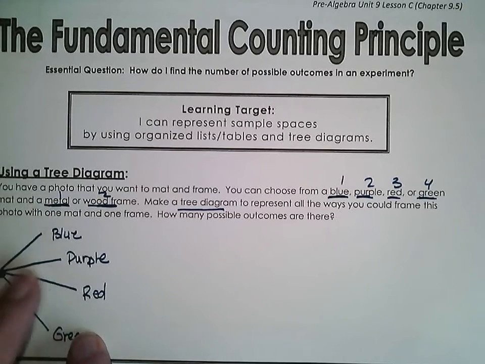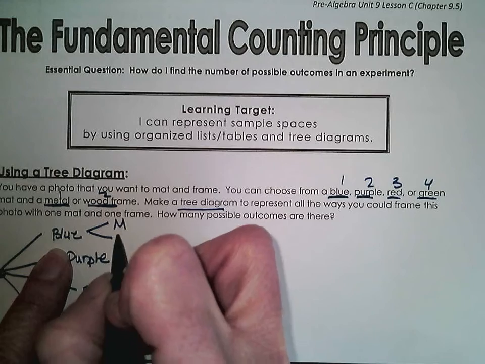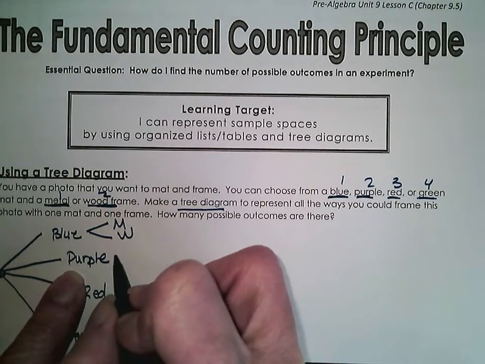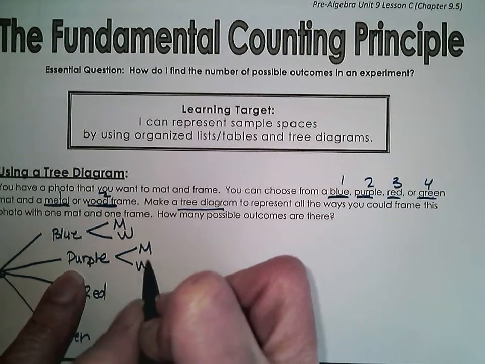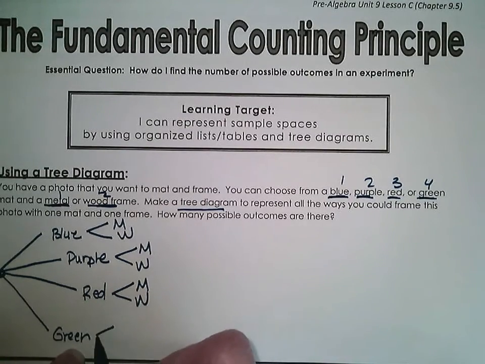So if we get a blue mat, we have 2 choices, metal or wood. If we get a purple mat, we have 2 choices of frame, metal or wood. Red mat, we have 2 choices, metal or wood. Green mat, 2 choices of frame, metal or wood.